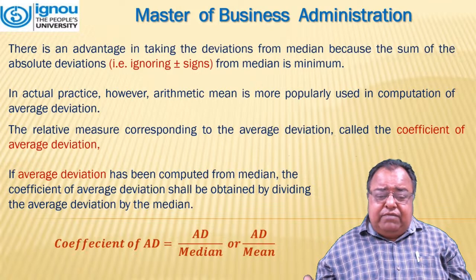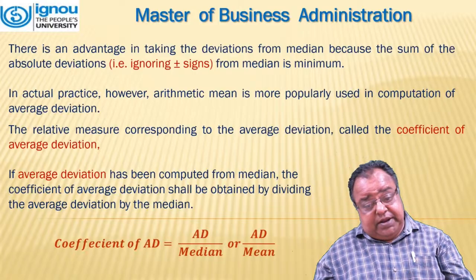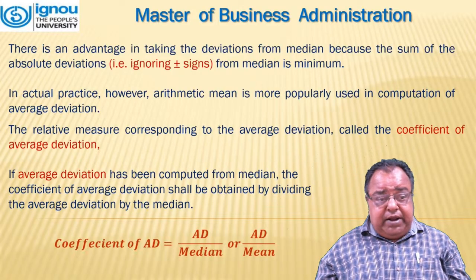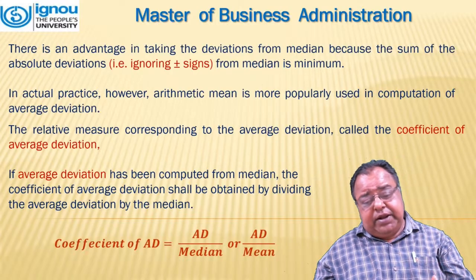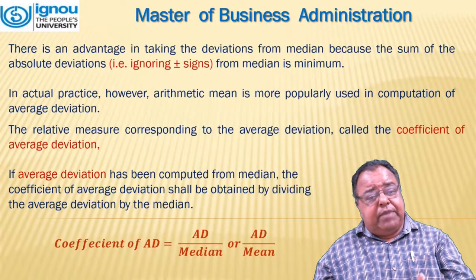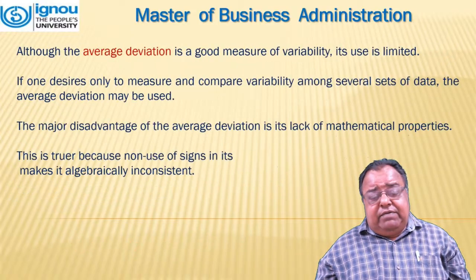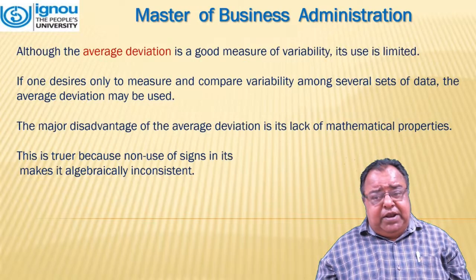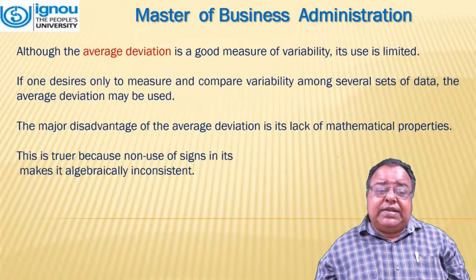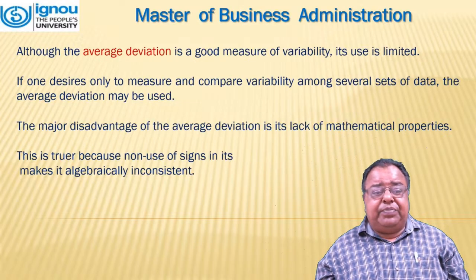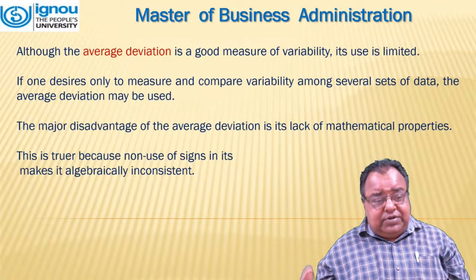The coefficient of average deviation shall be obtained by dividing the average deviation by median. If we are considering median, the average deviation will be divided by median. And if we are evaluating in terms of mean, it will be average deviation divided by mean. Although the average deviation is a good measure of variability, its use is limited. If one desires only to measure and compare variability among several sets of data, the average deviation will be used.